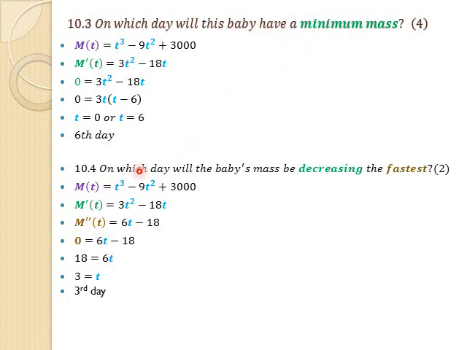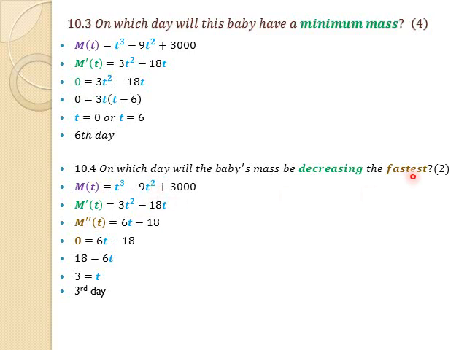Right? On which day will the baby's mass be decreasing the fastest? Right, so from the previous problem, the baby reached minimum mass by the 6th day. So basically from 0 to 6 days the baby's mass was decreasing. So we have the equation. Because it's decreasing, I find the first derivative. 3 times 1 gives me 3, 3 minus 1, 2. 2 times negative 9, negative 18. 2 minus 1, 1.